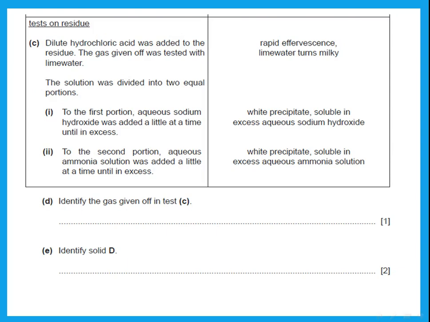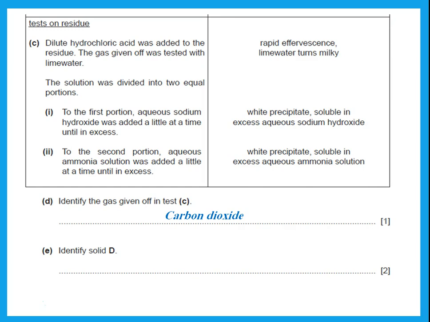Okay, tests on the residue. This is something we don't know about, so he's going to give me information. Dilute hydrochloric acid was added to the residue. The gas given off was tested with lime water. So if I add acid to something and it gives rapid effervescence, and lime water turns milky, that means I have carbonate, and the gas given off is carbon dioxide.